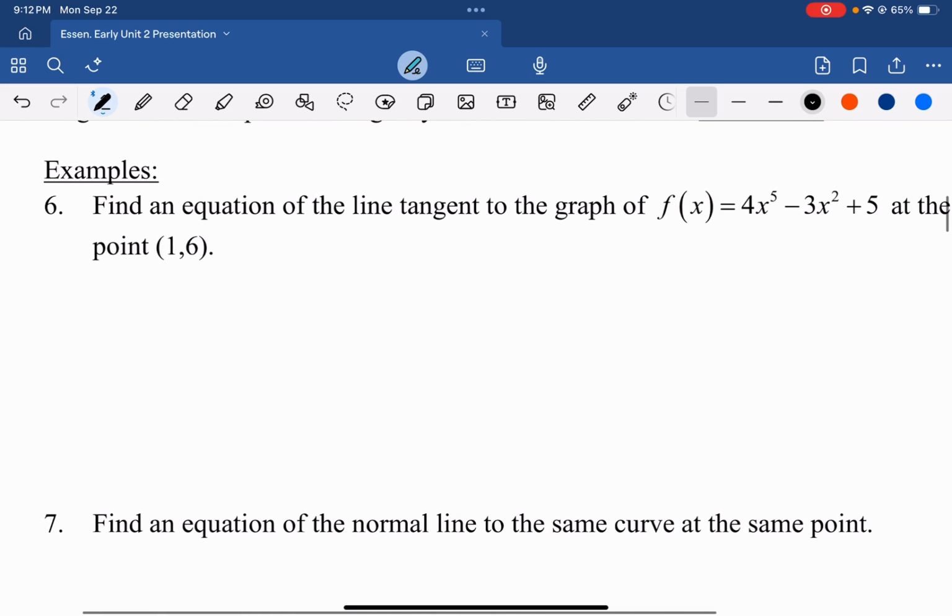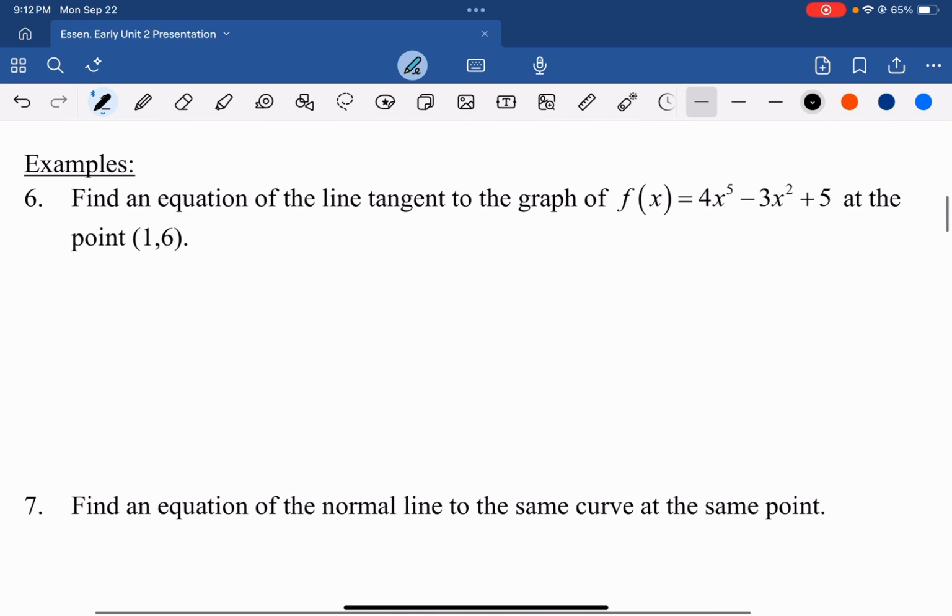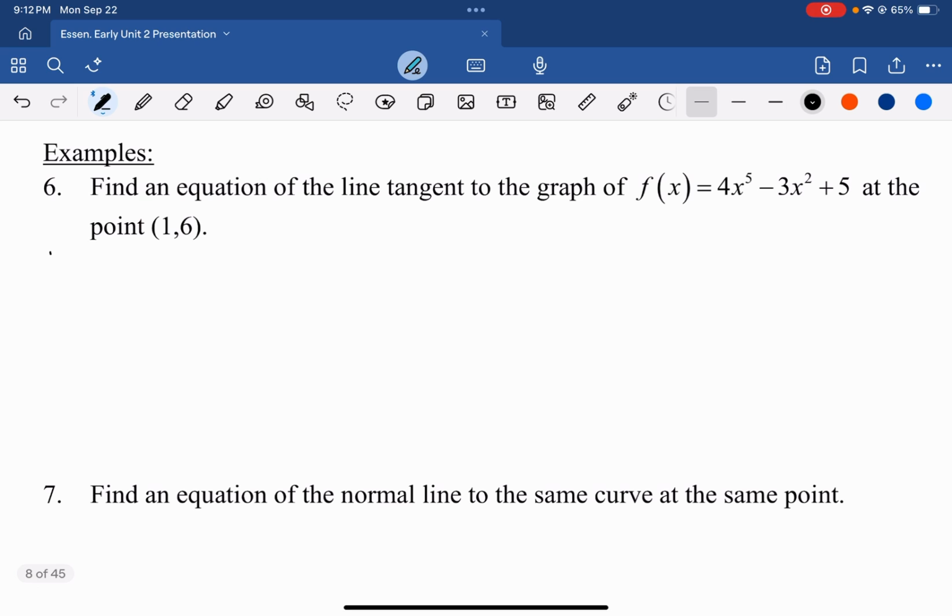Our example 6 says: find the equation of the line tangent to the graph of f of x equals 4x to the 5th minus 3x squared plus 5, at the point (1, 6). Our first step is to find f prime of x, our derivative, because that's going to help us get our tangent slope. We're going to break it up into pieces.